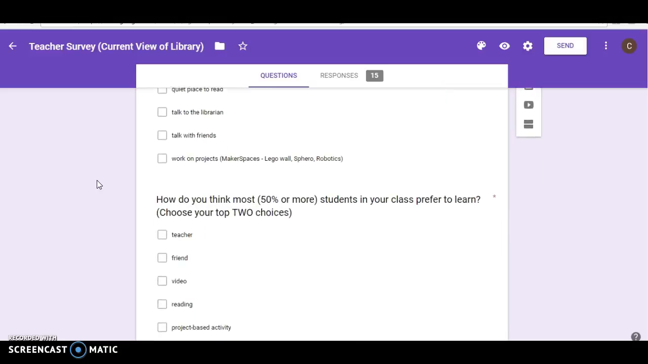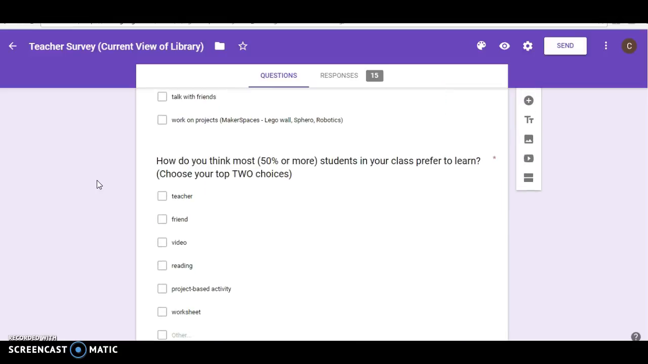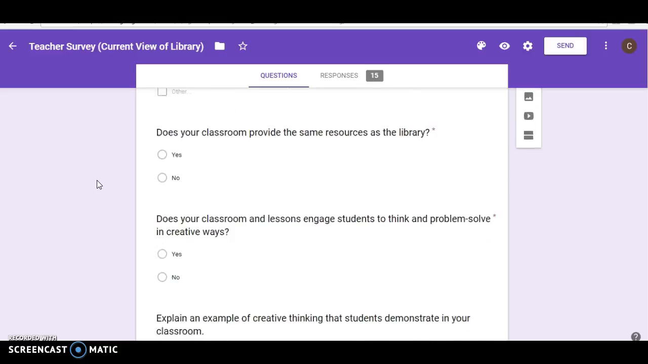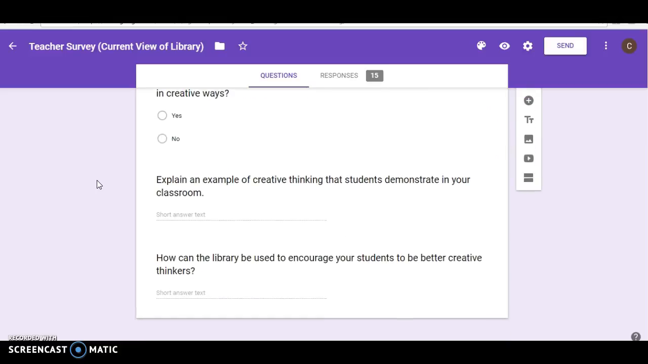think students prefer to learn, if their classroom provides the same resources as a library, whether or not their lessons are engaging students to problem solve in creative ways, and naming specific examples of how creative thinking is used in the classroom.